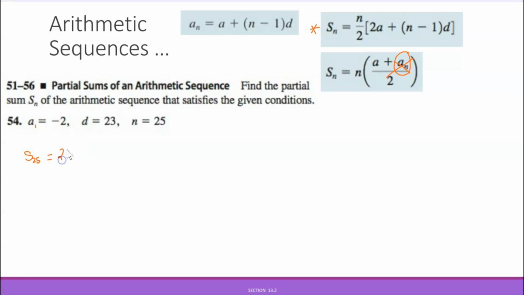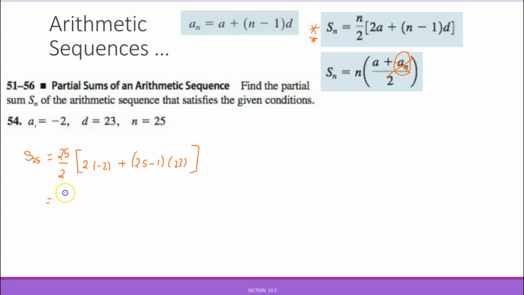Okay, so we're going to take 25, we're going to divide that by 2. We're going to take 2 times A1, which was a negative 2, plus N is 25, so 25 minus 1, times that common difference, which is 23. Okay, so that would be summing the first 25 terms.